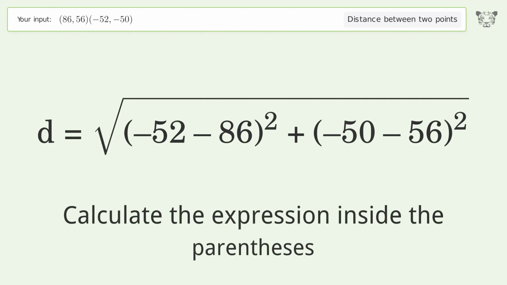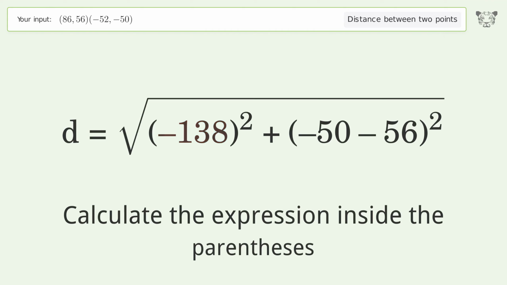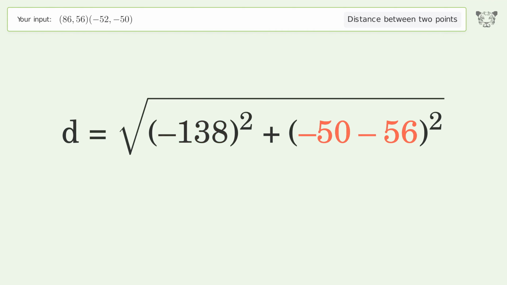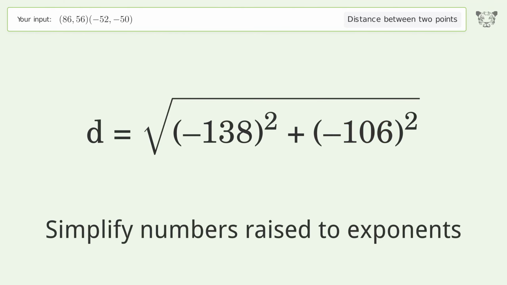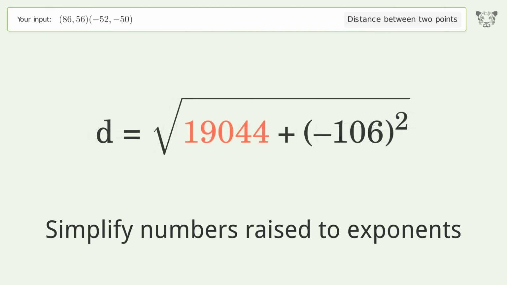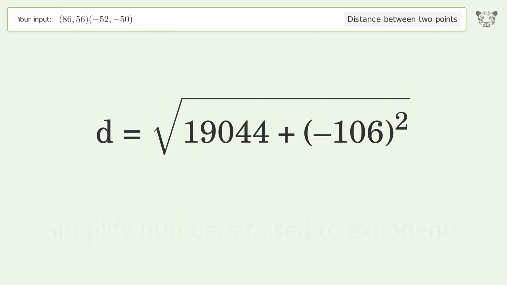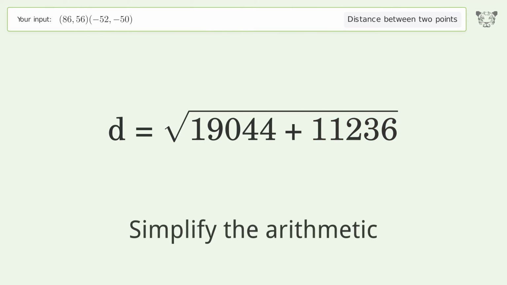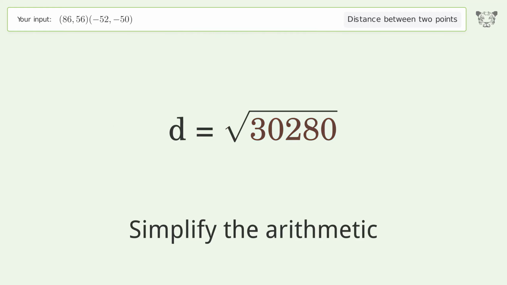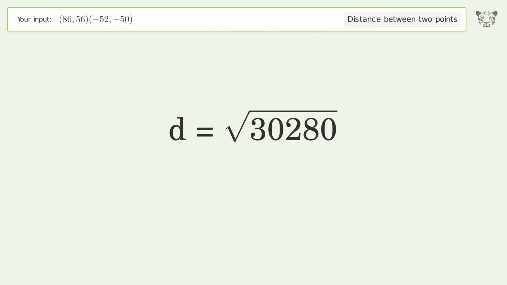Calculate the expression inside the parentheses. Simplify numbers raised to exponents. Simplify the arithmetic. And so the distance between the 2 points is the square root of 30,280, or 174.011.